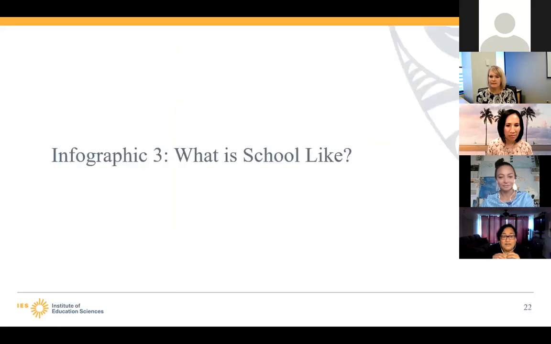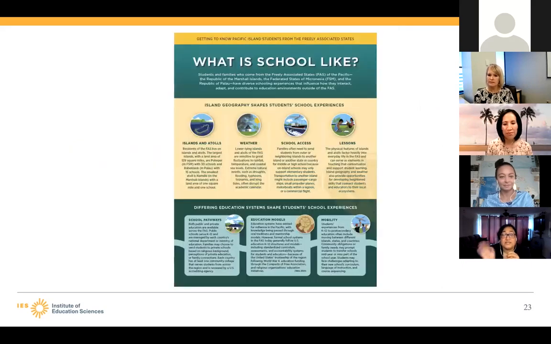The third infographic in this series is titled, What is School Like? This infographic provides information about schooling context in the FAS for those who have never been there and serve students who are newly arrived. So the first page of this infographic provides a quick overview of some of those salient characteristics.